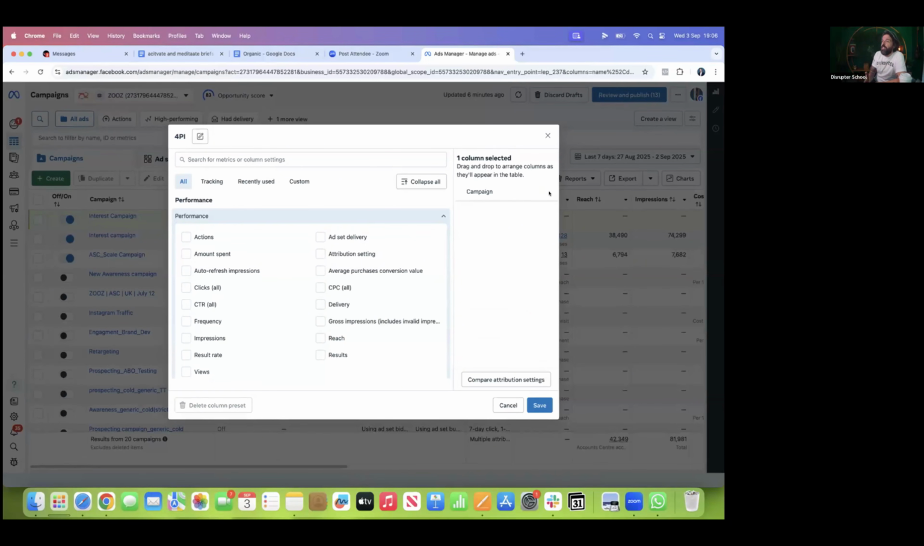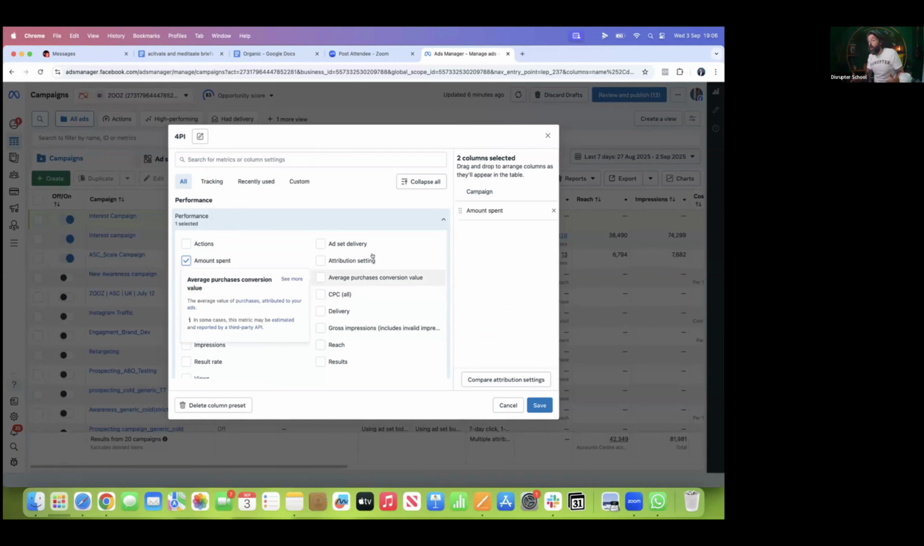Awesome. First thing that we want is amount spent. So let's add that column. Amount spent in a CBO environment shows what ad sets have earned budget, and within any ad set, what ads have earned budget. So spend is a meritocracy. What is earning investment from the platform?